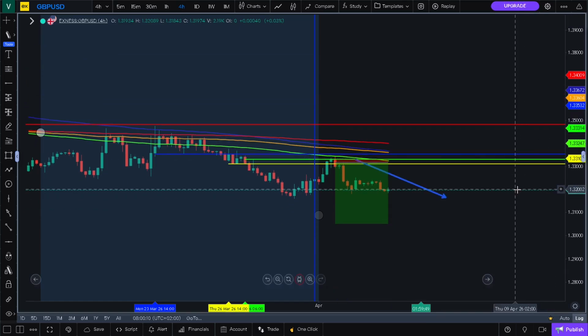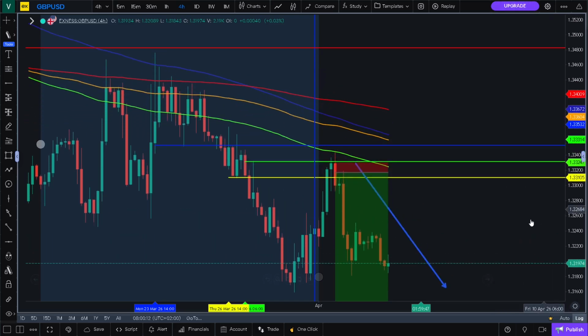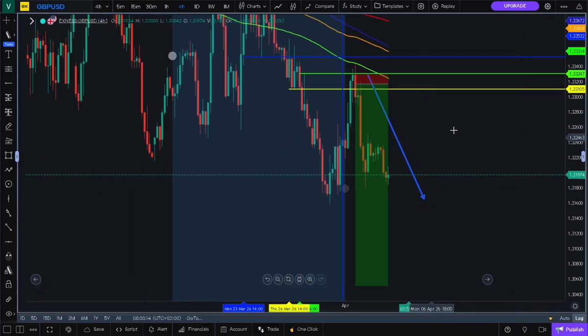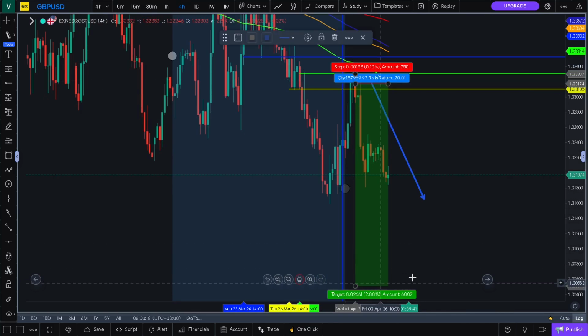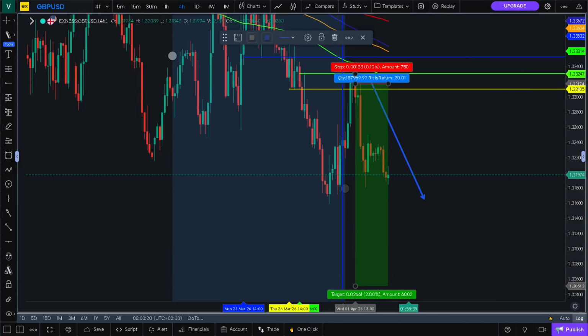And with that being said, this is how it looks with our 1:20 target. This is where our 1:20 target is. It is 1.3051.